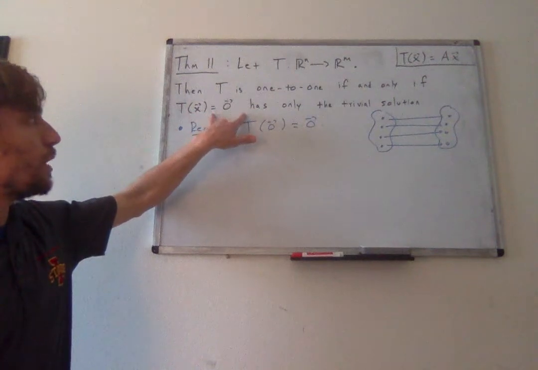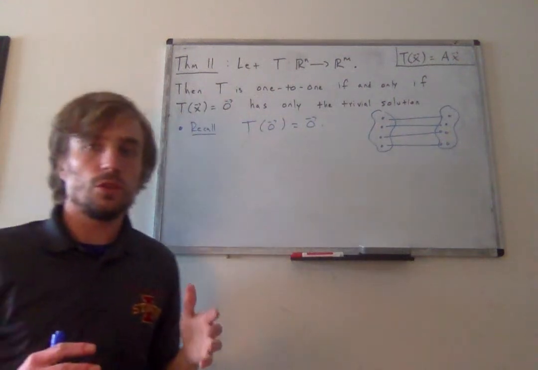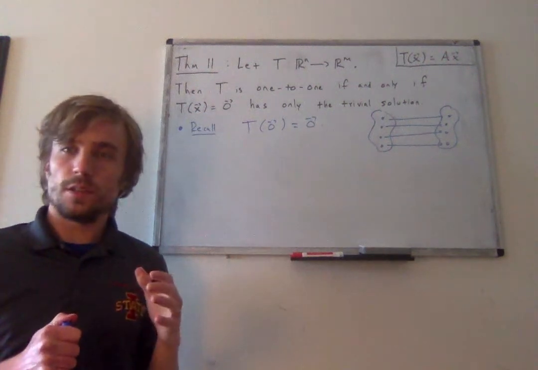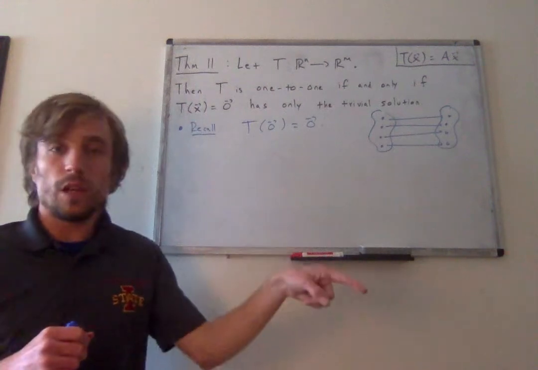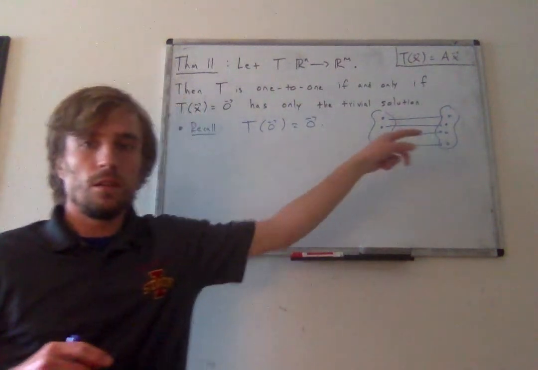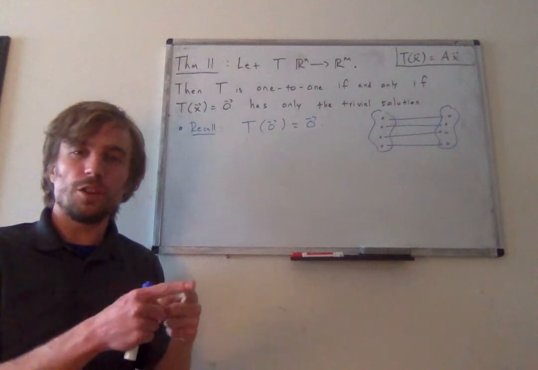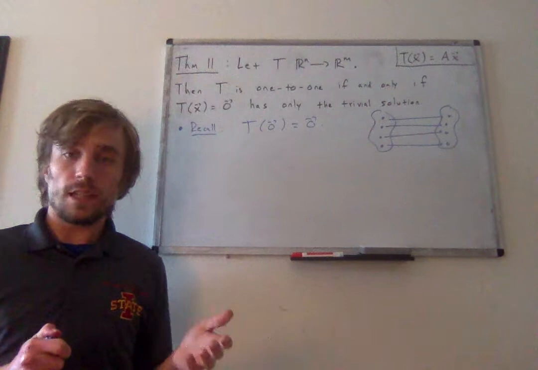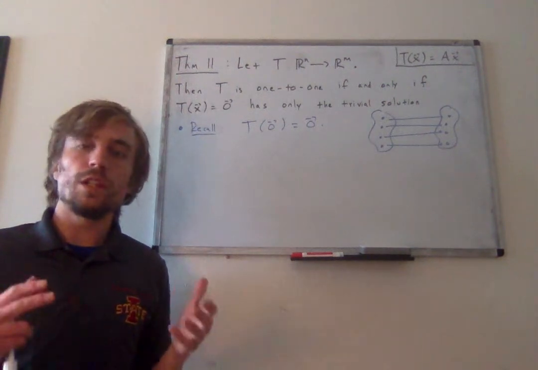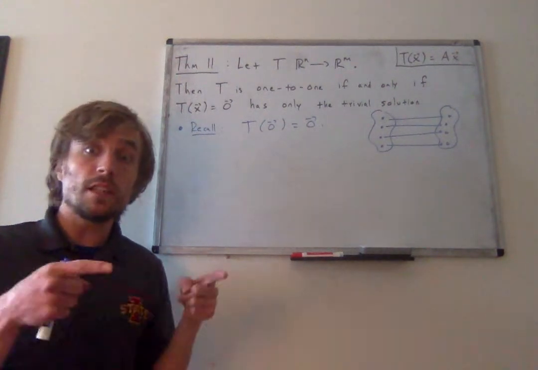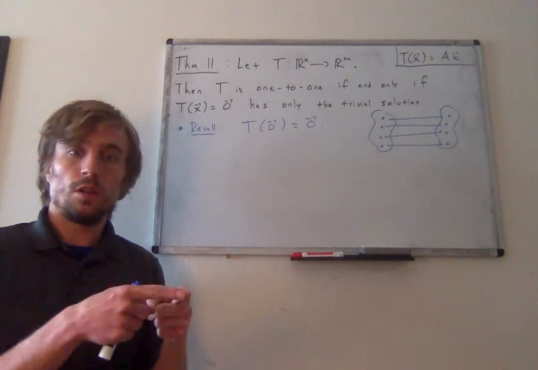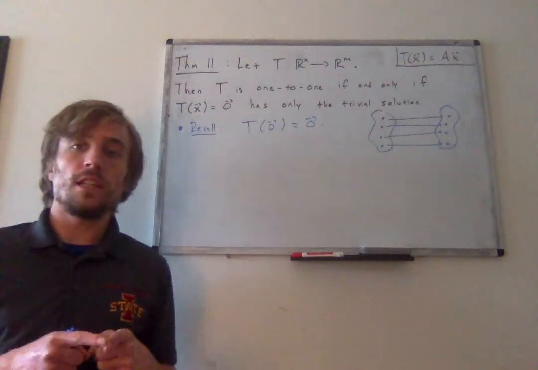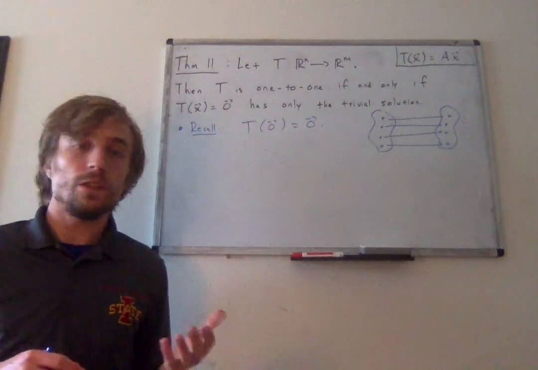So certainly if we know that Tx equals 0 has only the trivial solution, we know that 0 doesn't have more than one arrow going into it, on this side. But why does that necessarily imply that no other vectors have arrows going into them? So the way we're going to prove this is by contradiction. What we're going to do is assume that there is some other vector that has two arrows mapping into it, and show that that gives us a solution to this that is non-trivial.